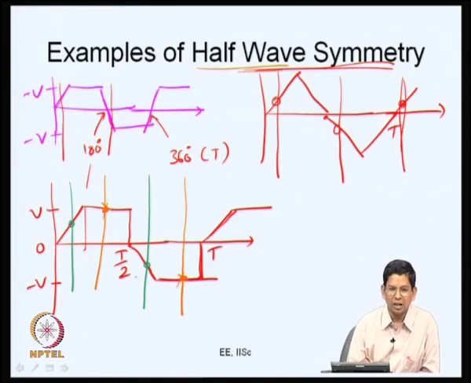There is something not so symmetric, it does not appeal to the eye. There are some additional symmetries which we will come to a little later, but this waveform nevertheless has half wave symmetry, because it satisfies the property that v of 180 plus theta is equal to minus v of theta. And this waveform, you can be very sure, has no even harmonic.